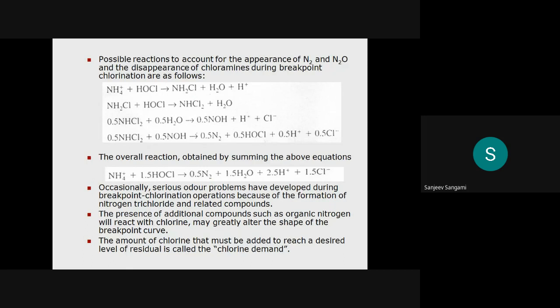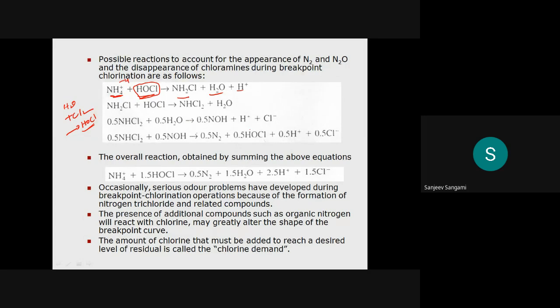Of course, detail is not required, but the formed HOCl, which we discussed previously in the hydrolysis, is very important. How exactly is HOCl formed? When H2O reacts with Cl2, it forms HOCl. Just go back and see how HOCl is formed. Then HOCl combines with ammonia, which is nothing but ammonia nitrogen, to form NH2Cl, H2O and H plus. Then NH2Cl plus HOCl gives NHCl2 plus H2O.